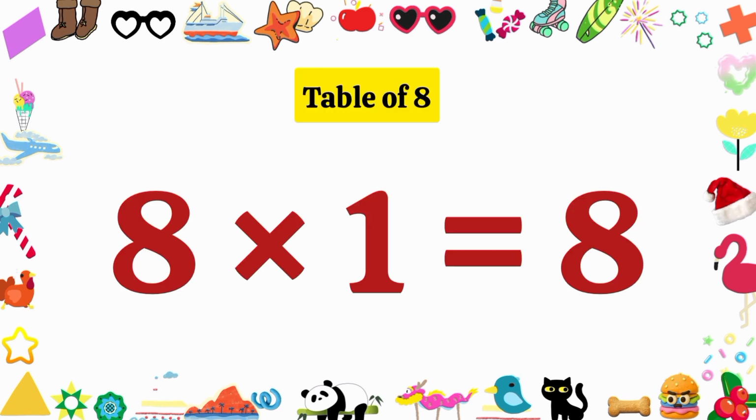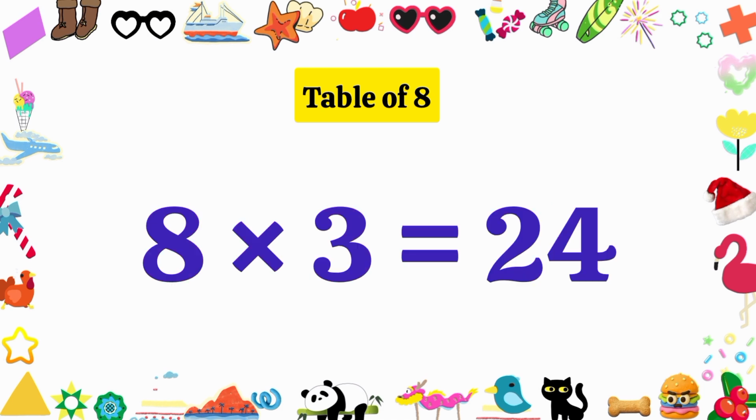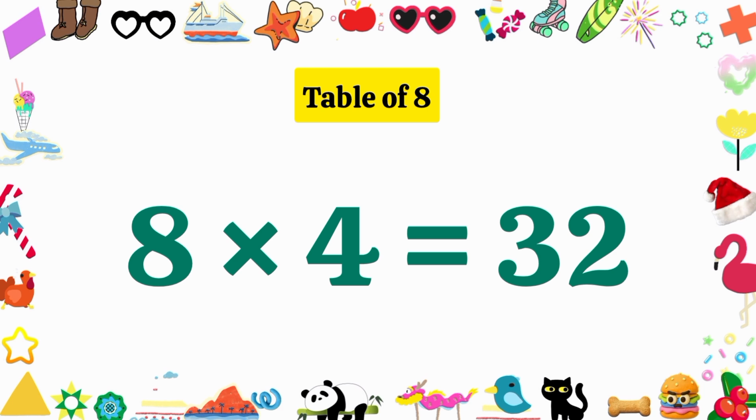Today we are going to learn something super easy and fun. Table of 8. 8 times 1 equals 8. 8 ones are 8. 8 times 2 equals 16. 8 twos are 16. 8 times 3 equals 24. 8 threes are 24. 8 times 4 equals 32.